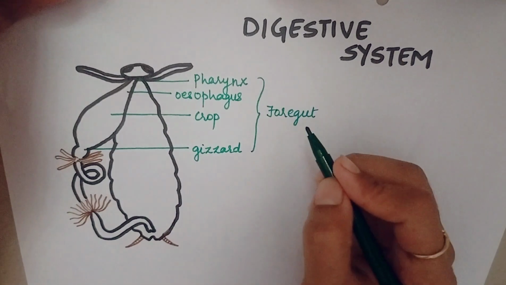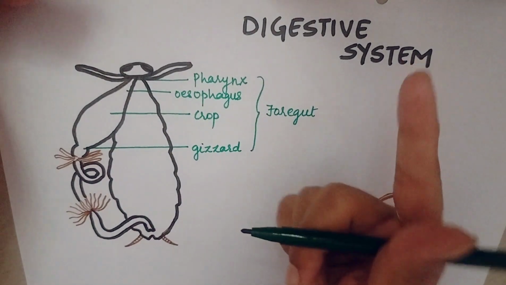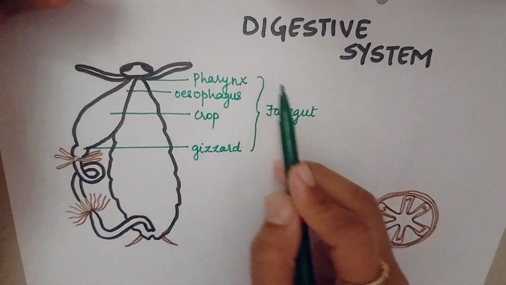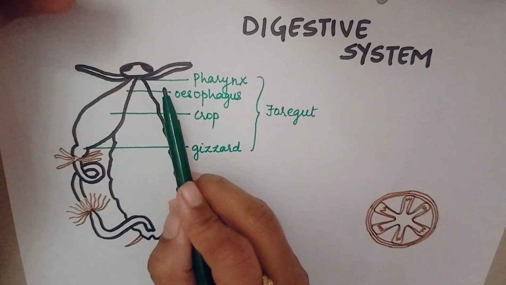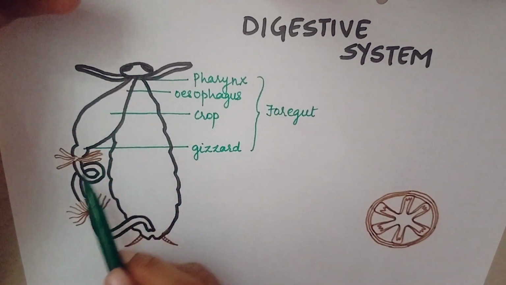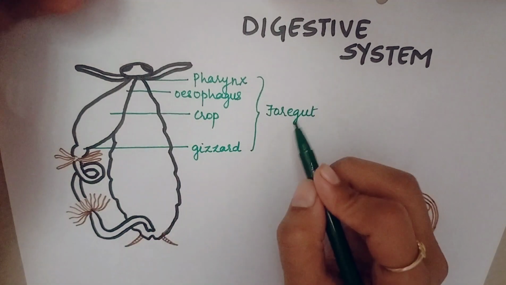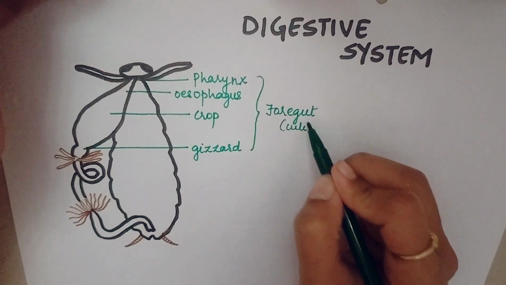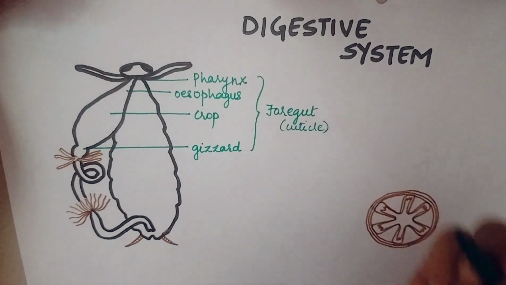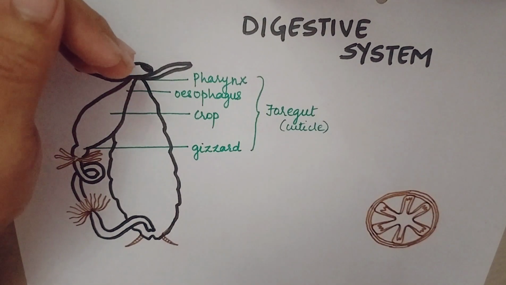We have three divisions: foregut, midgut and hindgut. The foregut, the first division, has the pharynx, esophagus, crop and gizzard. The foregut is lined by cuticle. This cuticle lining is present in the foregut.